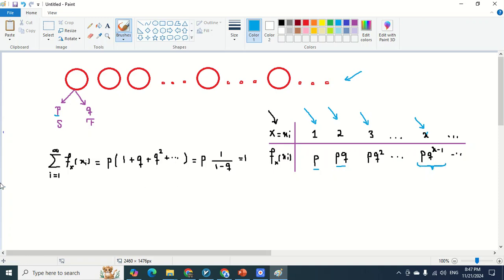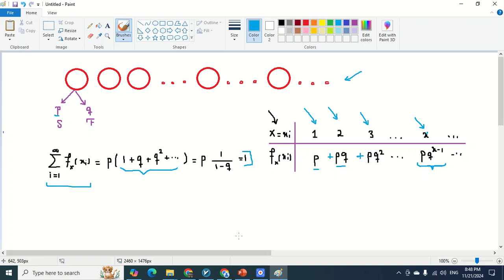Generally you can see that if you add all of these probabilities together, the result will be equal to 1. If you factorize p, the result is 1 plus q plus q square up to the end, and this part is a geometric series, as I said in a previous slide, and its value is equal to 1 over 1 minus q, and 1 minus q is p, so p and p will be cancelled and the result is equal to 1, as you can see over here.